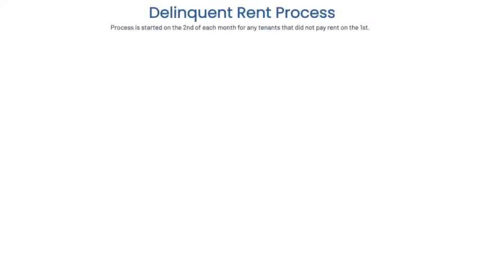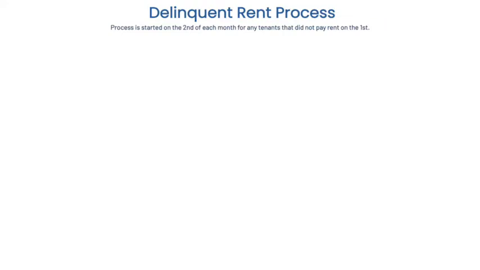Let's take a look at how the delinquent rent process can be automated. The delinquency process is started on the 2nd of the month for any tenants that did not pay on time on the 1st. Much of the delinquency process can be automated by using templates, conditional logic, and the delinquent rent data that is synced from your property management software.